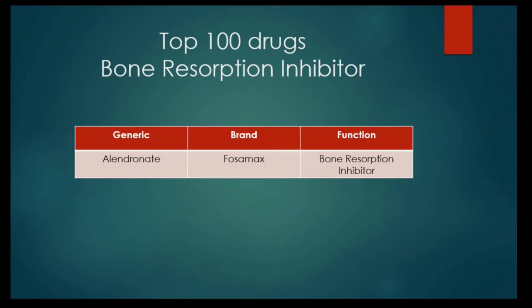We've got bone resorption inhibitors. This is going to be for, most of the time it's older women, but it can also be used by males as well. And generic to that is alendronate. Brand name is Fosamax.